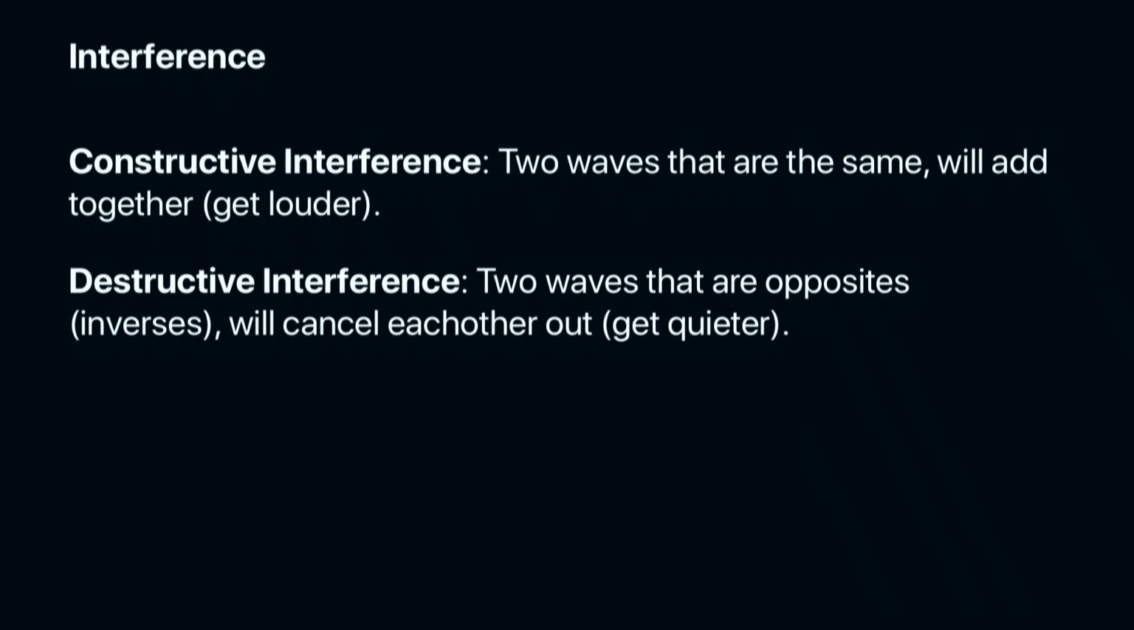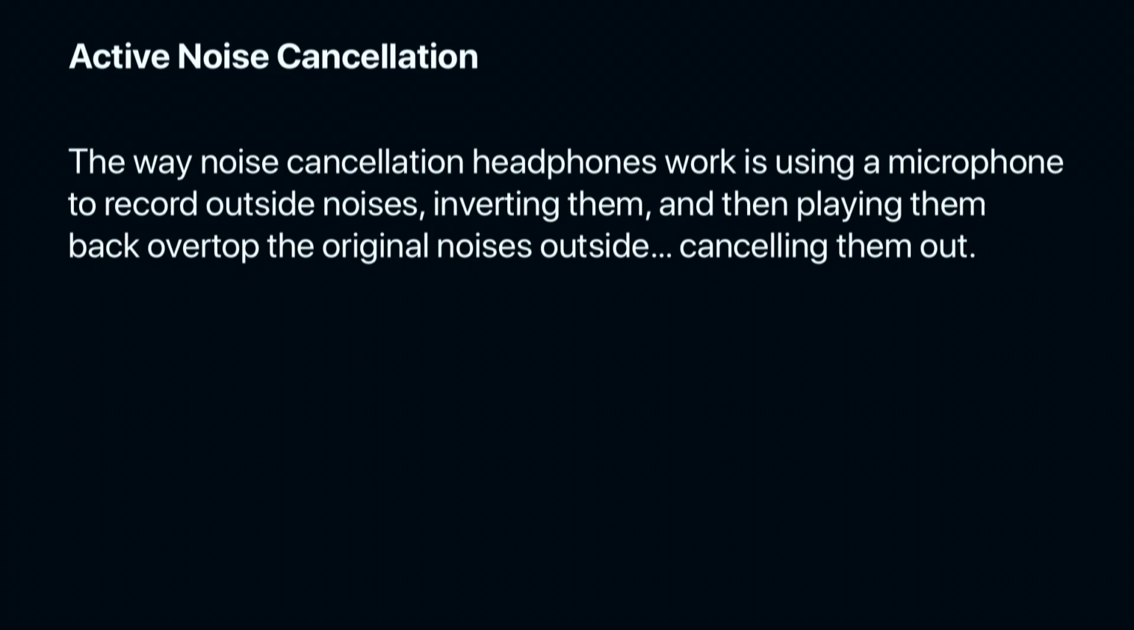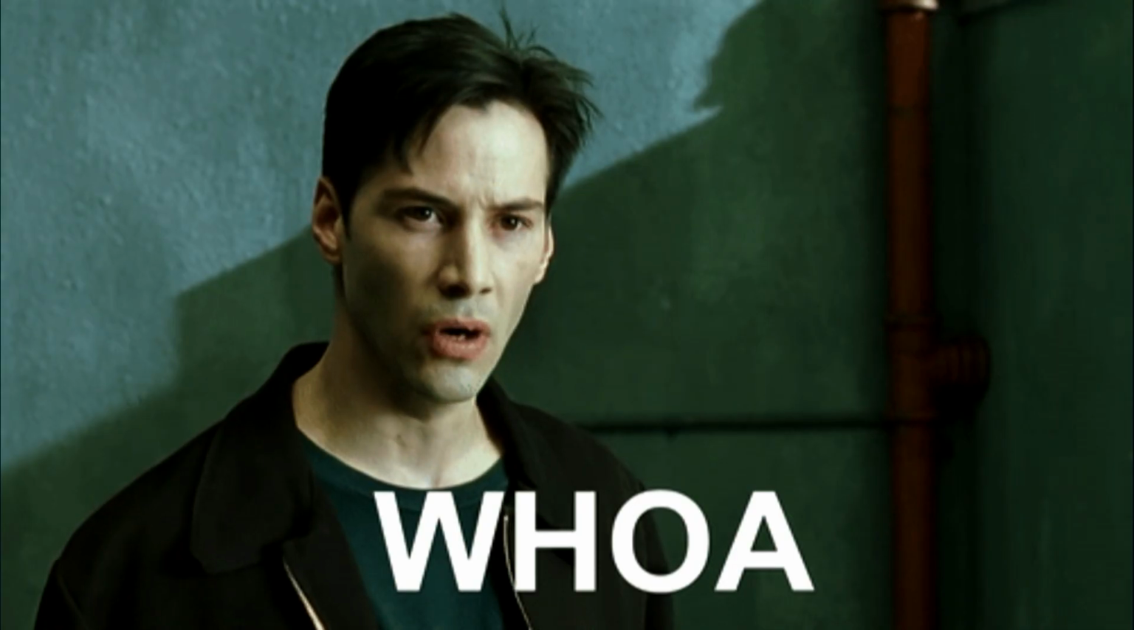So this is called interference, and there are two parts: constructive interference and destructive interference. When two waves are the same, they'll amplify one another. When they're opposites, they'll actually cancel each other out. So who owns one of these? I'm sure most people would love these on airplanes. The way they work is they actually record the outside noise and then play it back over the outside noise inside your ears, so it actually cancels the outside noise out, which is pretty nuts.